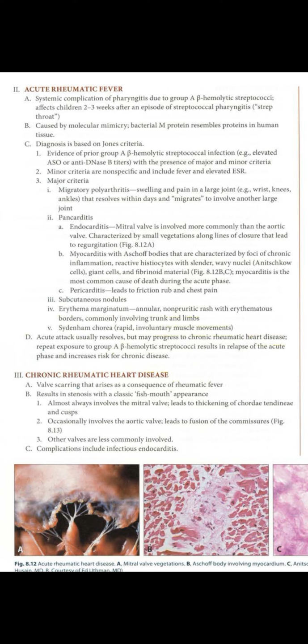Valve scarring that arises as a consequence of rheumatic fever results in stenosis with a classic fish mouth appearance. Almost always involves the mitral valve, leads to thickening of chordae tendineae and cusps. Occasionally involves the aortic valve, leads to fusion of the commissure. Other valves are less commonly involved. Complications include infectious endocarditis.